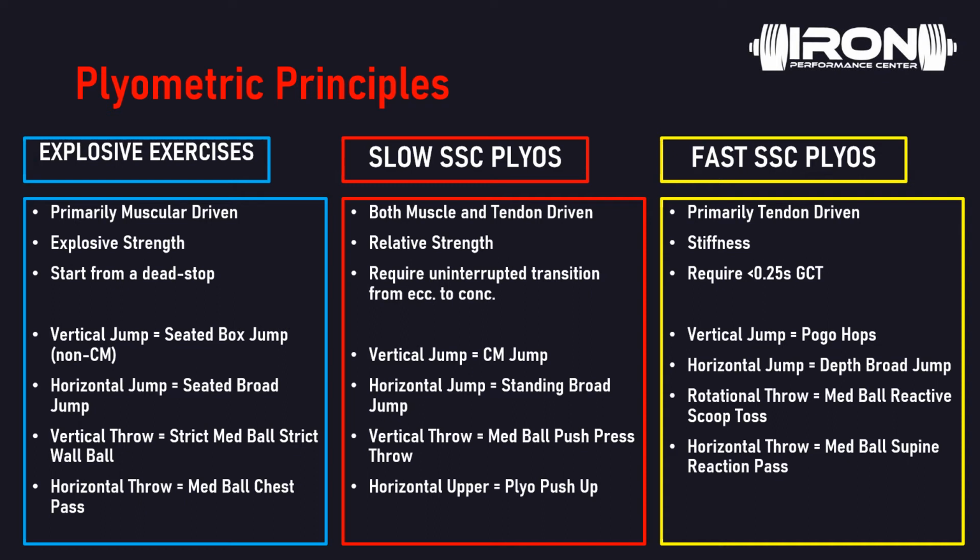So the big difference here between slow and fast plyos is that fast plyos need to be fast enough, or have short enough ground contact time, so that we're only providing stimulus and only using our tendons, whereas our slow stretch shortening cycles, all they require is an uninterrupted transition phase from eccentric to amortization to concentric, and we have to just make sure that they require a longer ground contact time to make sure that our muscles are actually being involved.